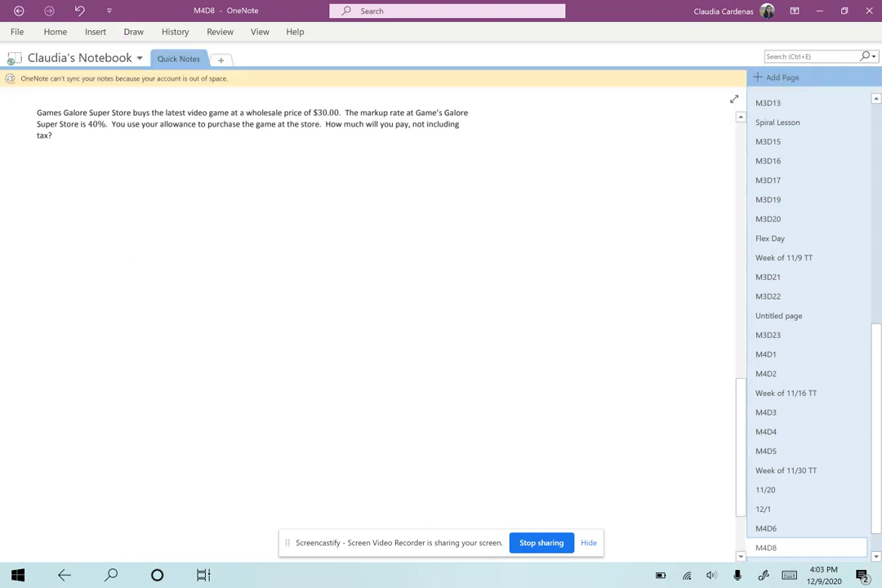If we look at the first sentence, it says that Games Galore buys the latest video game at a wholesale price of $30. Well, what does wholesale mean? So we're going to write this word down. Wholesale means the original or starting price. Now we're looking at the second sentence that says the markup rate at Games Galore is 40%.